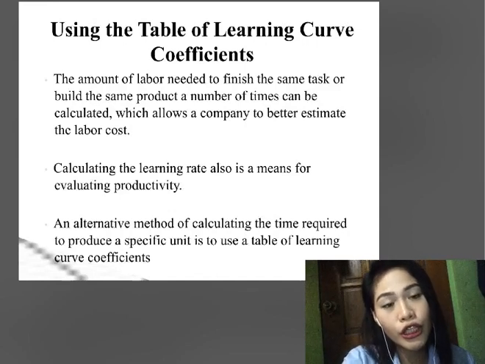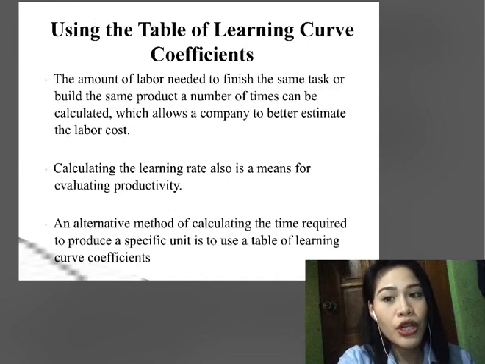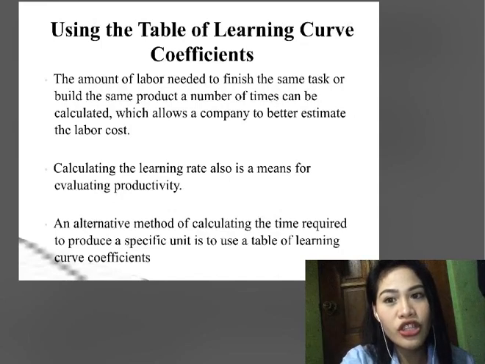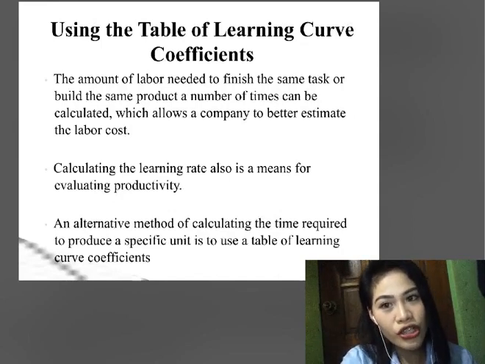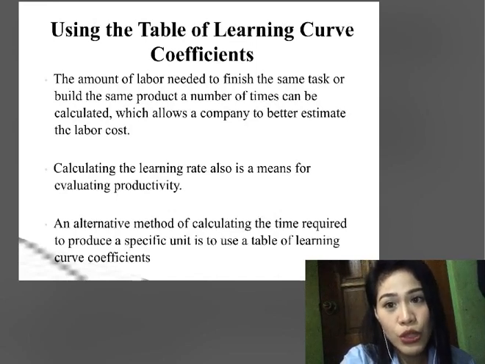And calculating the learning rate is also a means for evaluating productivity, and the company can compare its learning rate with that of its competitors. The rate of learning is affected when there are changes in designs, personnel, or procedures. Changes mean that an employee must learn something new, which slows down the improvement rate.